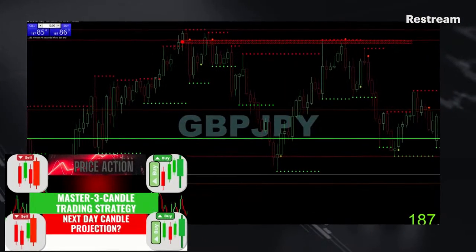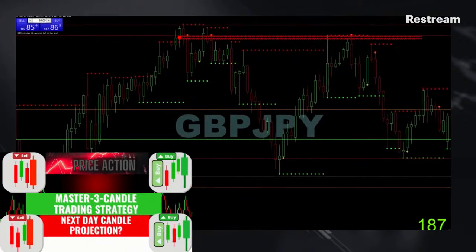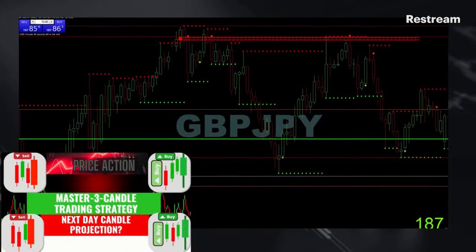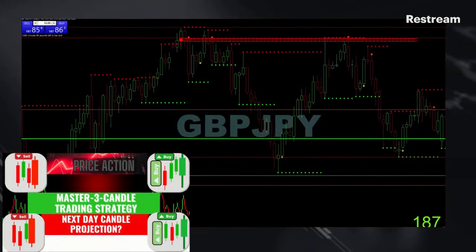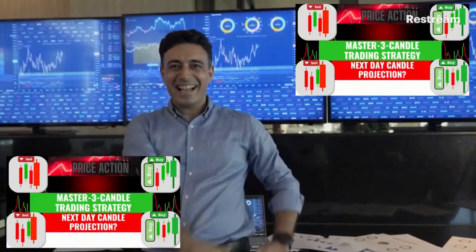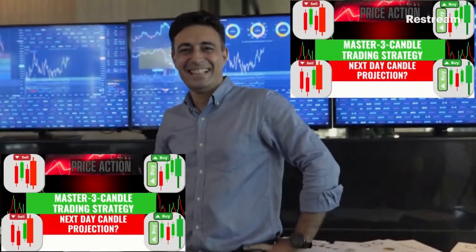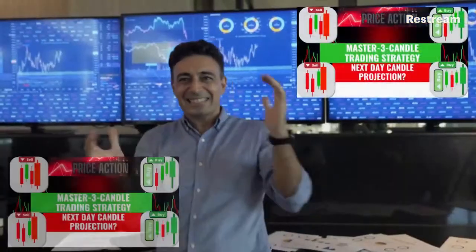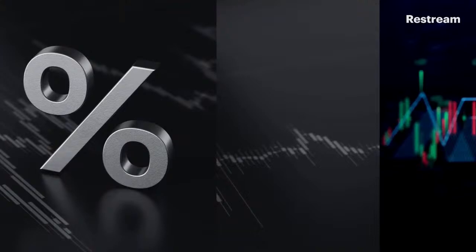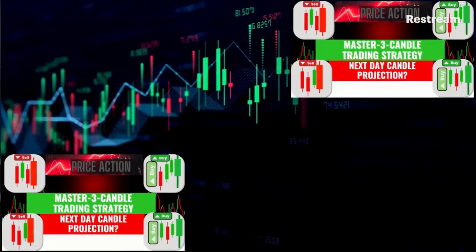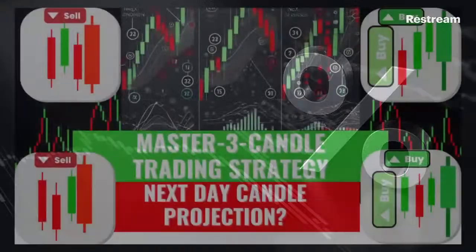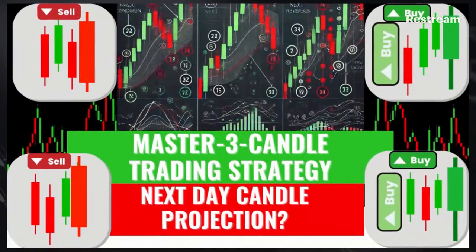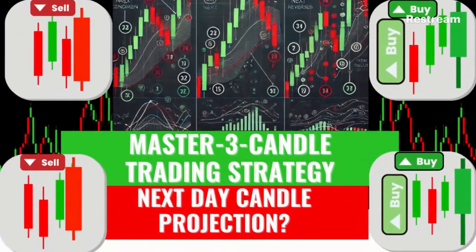Risk management. Combine this with support and resistance for stronger signals. Use proper risk management. Never risk more than 2% per trade. Be consistent and patient. Not every trade will be a winner, but probabilities play out over time. Trading is all about probabilities. If you master this 3-candle method, you'll gain an edge in predicting price action with high accuracy.